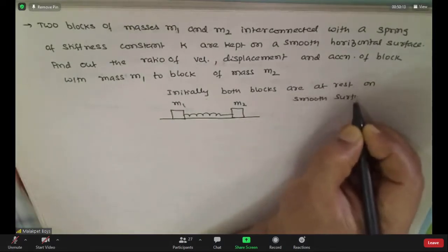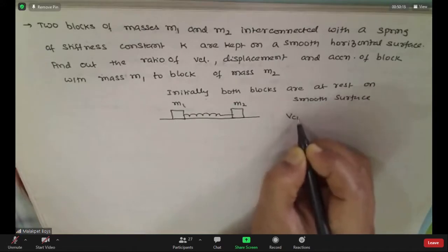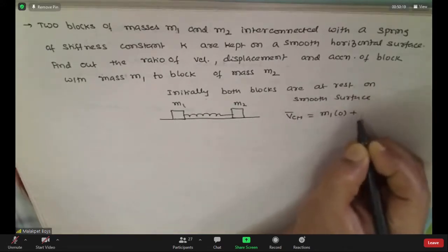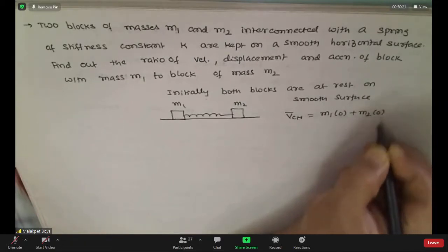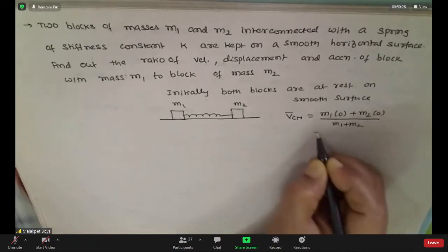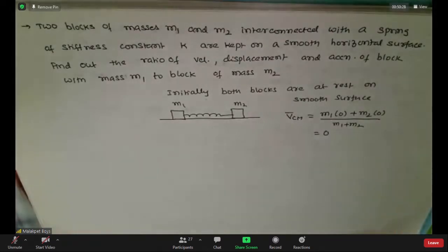Do you agree with this? So what is the velocity of center of mass? Maximum 0. By m1 plus m2, 0. Do you agree with this? Agree, sir. Is it clear?